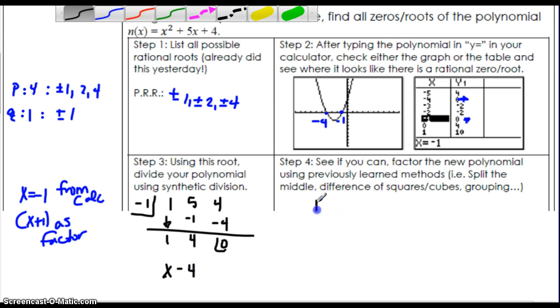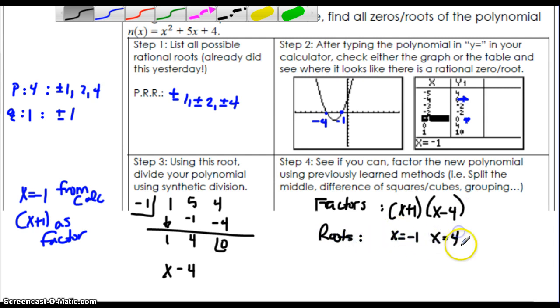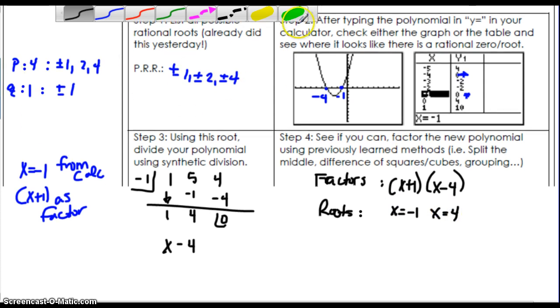So our final answer, our factors, are x plus 1 and x plus 4. That means that our roots, or zeros, are x equals negative 1 and x equals negative 4. So that's all we're doing. And you've already done step 1 from the previous day, so we're just basically doing steps 2 through 4 for today.